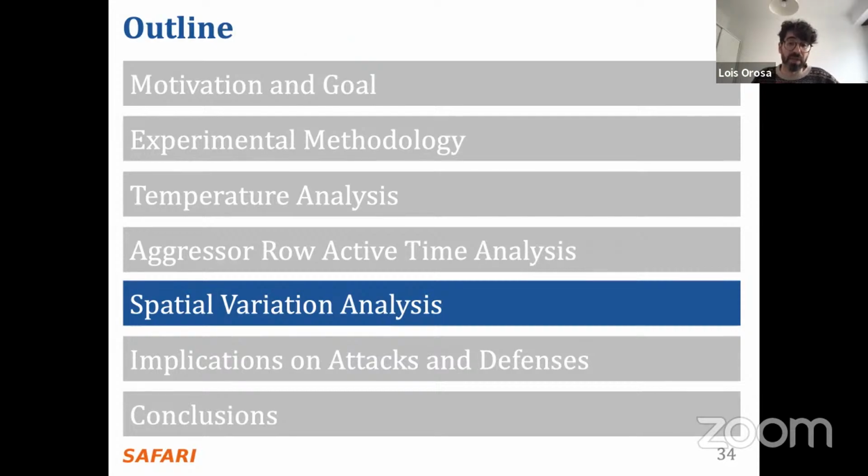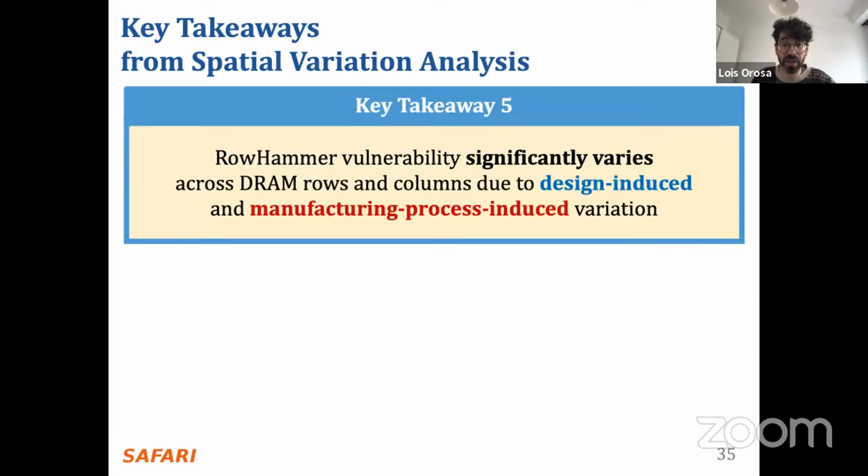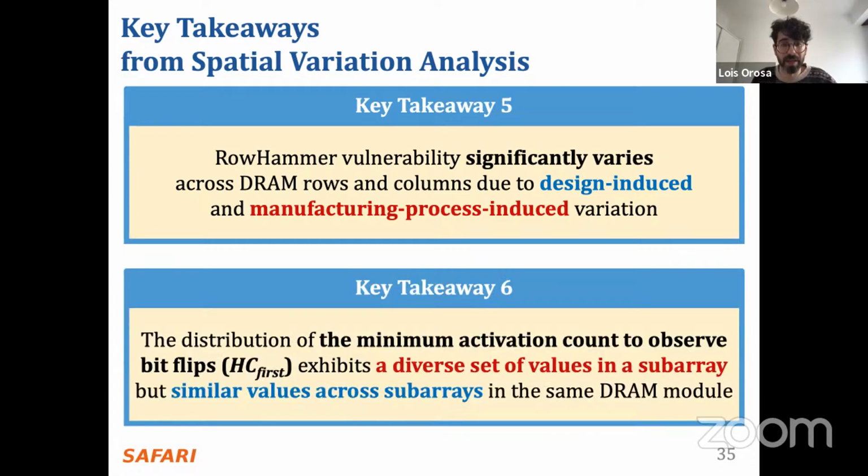Our third analysis is about spatial variation. In this analysis, we investigate how the RowHammer vulnerability varies based on a victim DRAM cell's physical location. We have two key takeaways from this analysis. First, the RowHammer vulnerability significantly varies across DRAM rows and columns due to both design-induced and manufacturing process-induced variation. Second, the distribution of HC first exhibits a diverse set of values within a subarray, but similar values across subarrays within a DRAM module.